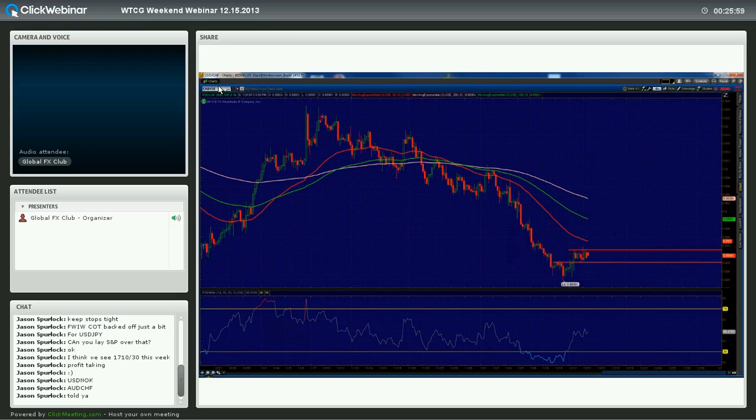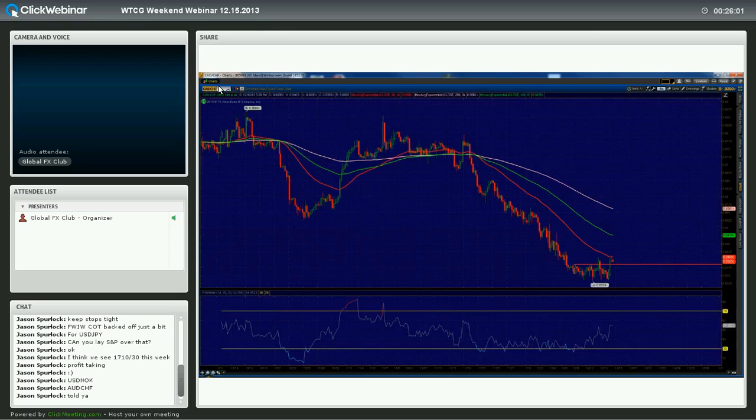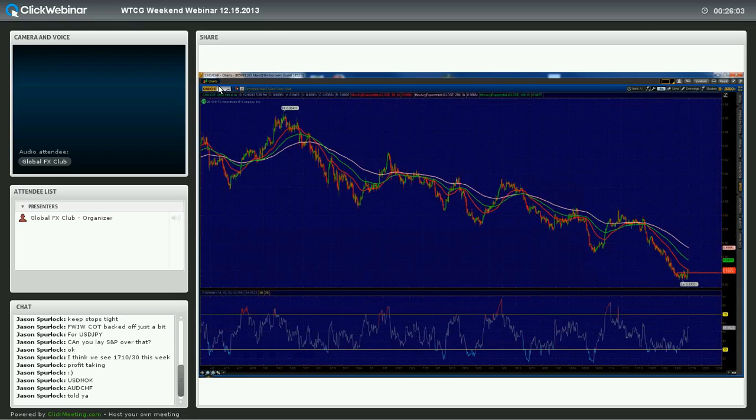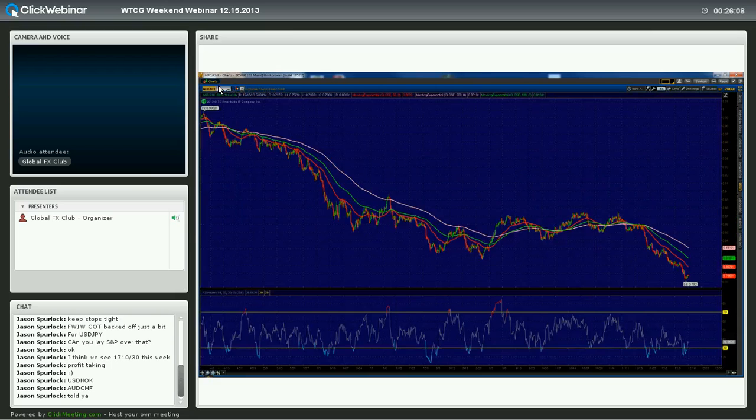CAD Swiss, I also like higher. Same basic rationale, broke out of that previous range, now looking to push higher. Aussie Swiss, not interested. Maybe if we get above this trend line, you could convince me, but not super interested in Aussie Swiss right now at all.